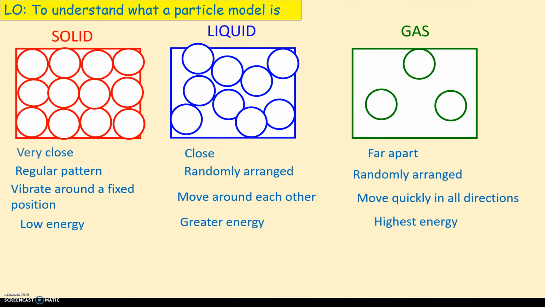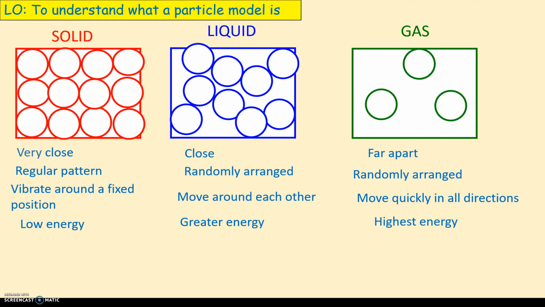Right, so to recap, if we have a solid, the particles tend to be very close. There is a regular pattern to it, as you can see. They tend to vibrate around a fixed position and they have low energy. Okay, the reason why they tend to vibrate around a fixed position is because of their strong attractions for one another.